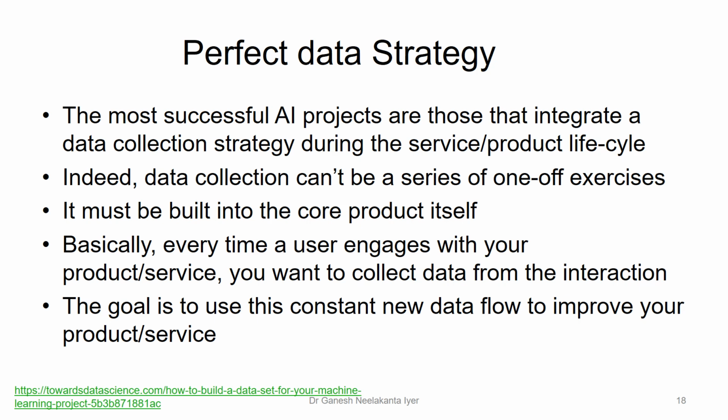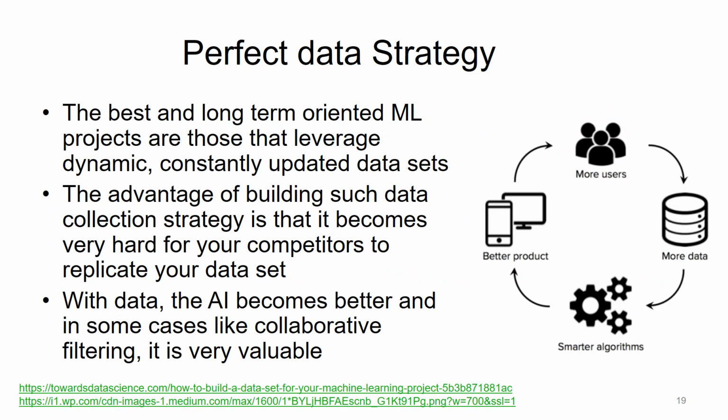Now, what is a perfect data strategy? The most successful AI projects are those that integrate a data collection strategy during the product lifecycle. For example, the data collection must be built into the core product itself, because every time a user engages with your product, you may want to collect data on how they engage and feed it back to improve your product. So the more users you have, the more data you can generate, you can develop smarter algorithms, which will lead to better products, which will lead to attracting more customers. So with data, AI becomes better, and in some cases like collaborative filtering, it is extremely valuable.